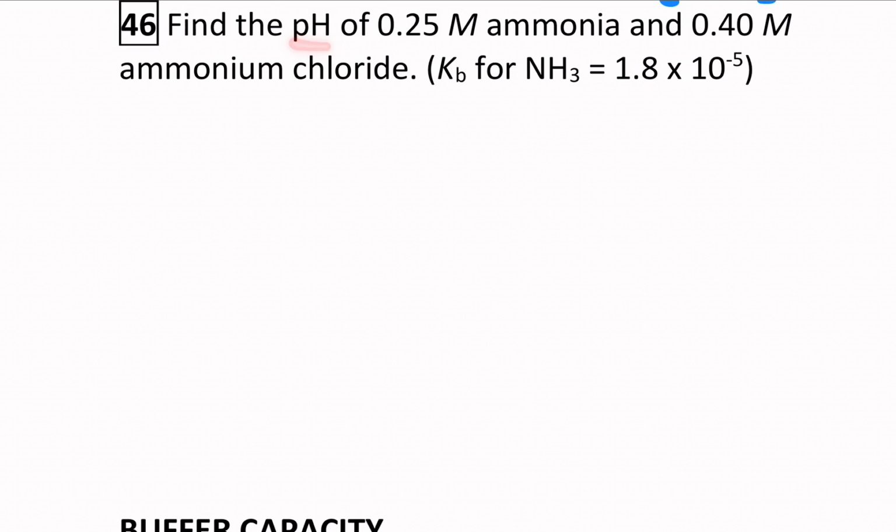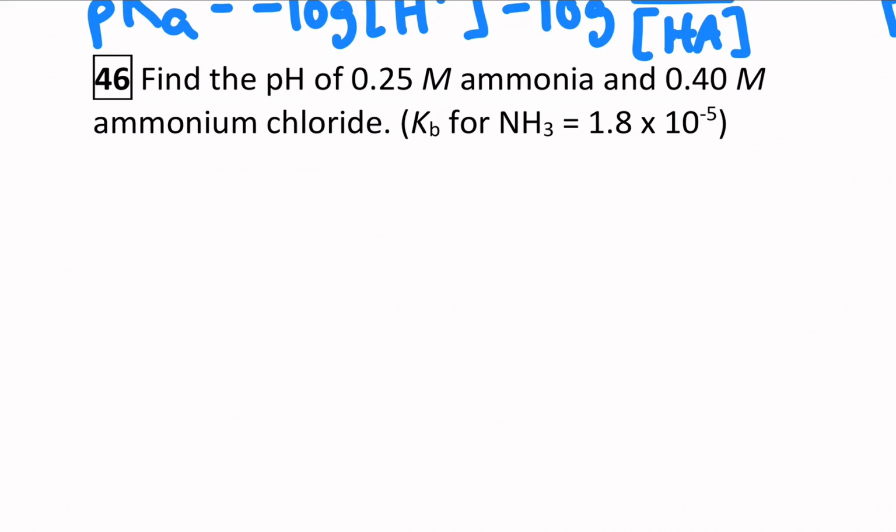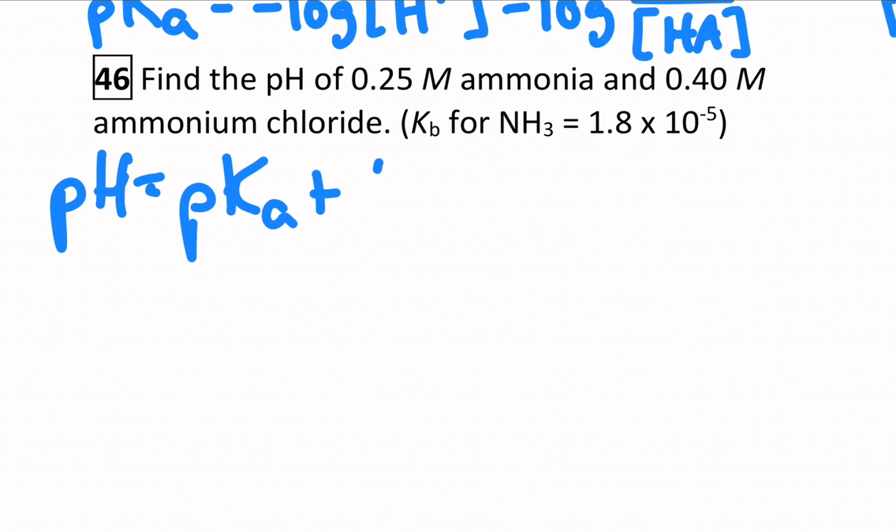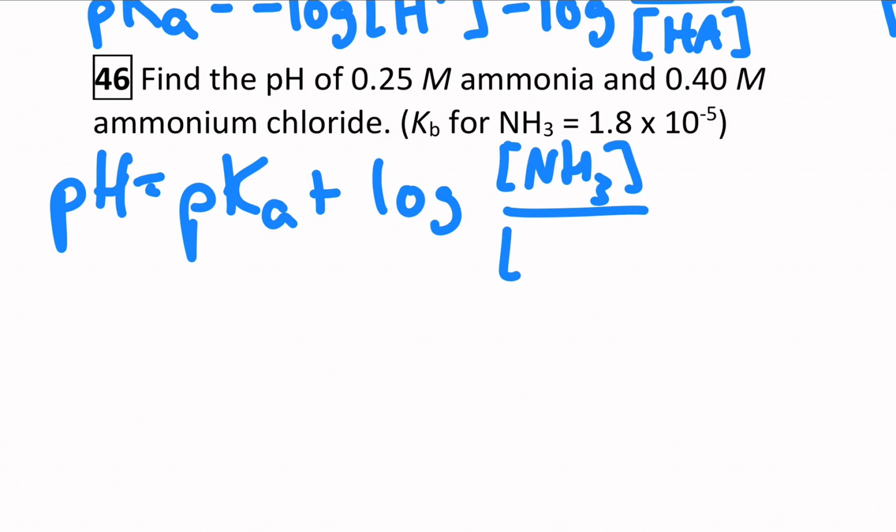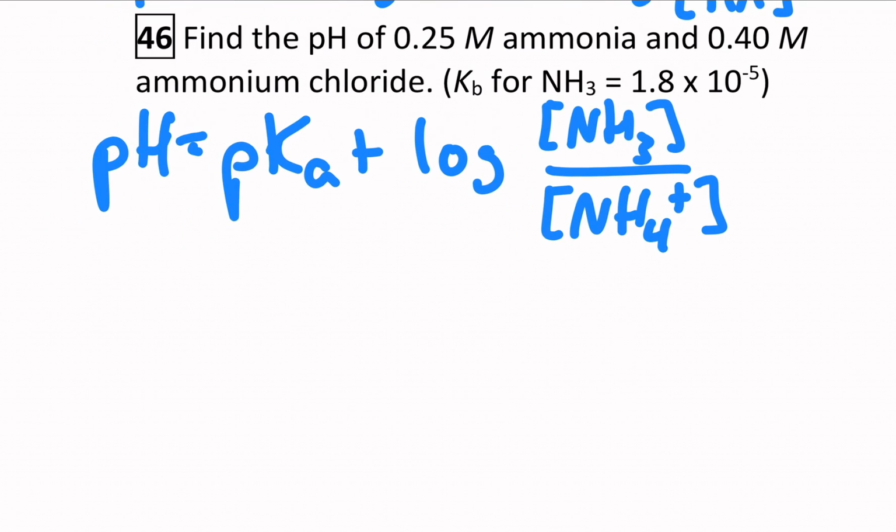First up, find the pH of a 0.25 molar ammonia and 0.4 molar ammonium chloride species. So the ammonia, that's a weak base. Ammonium is its conjugate acid. Notice they give me the Kb of ammonia. So if I write the buffer equation, pH equals pKa plus the log of the concentration of the base, which is the ammonia, all over the concentration of the acidic part, the ammonium. I have everything I need.